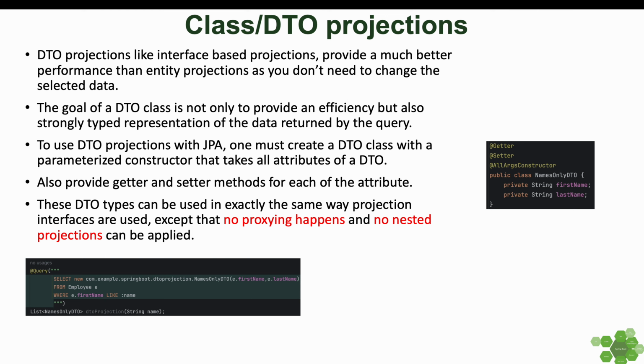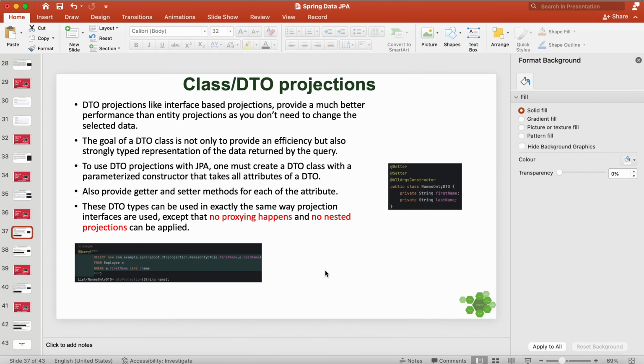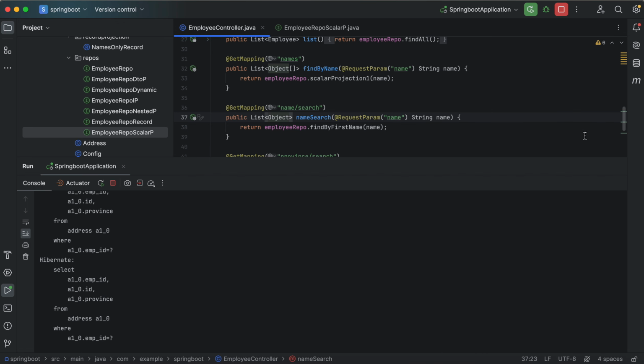Then these DTO types can be used in exactly the same way interface projections are used, except that with this one there is no proxying that happens, and no nested projections can be applied. So if you look at this here, this is a typical example of a DTO projection. So let's just go in code quickly and see this in action.